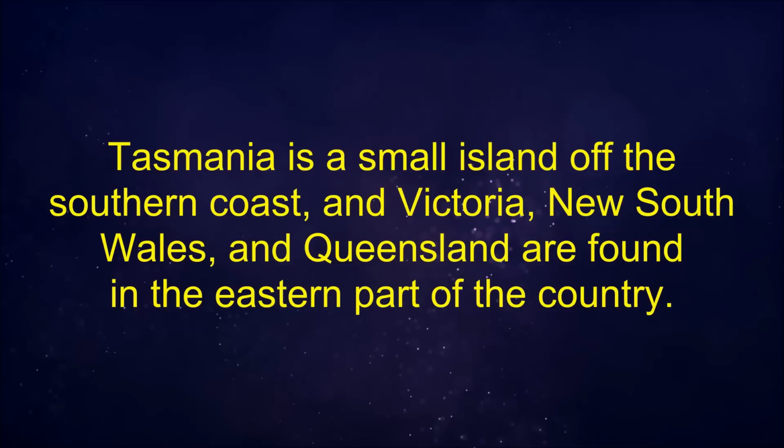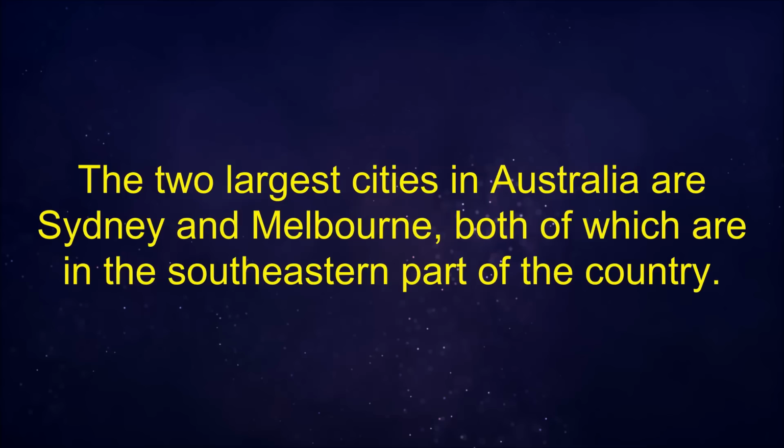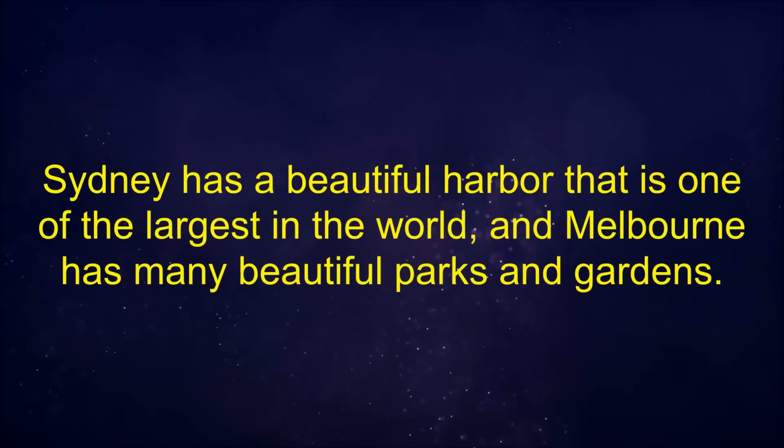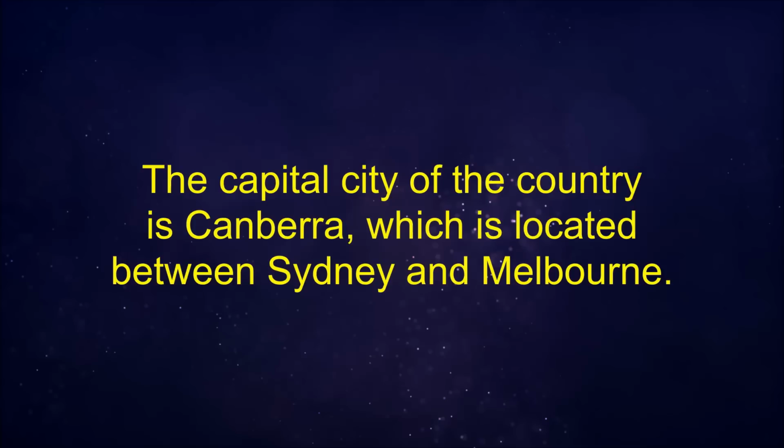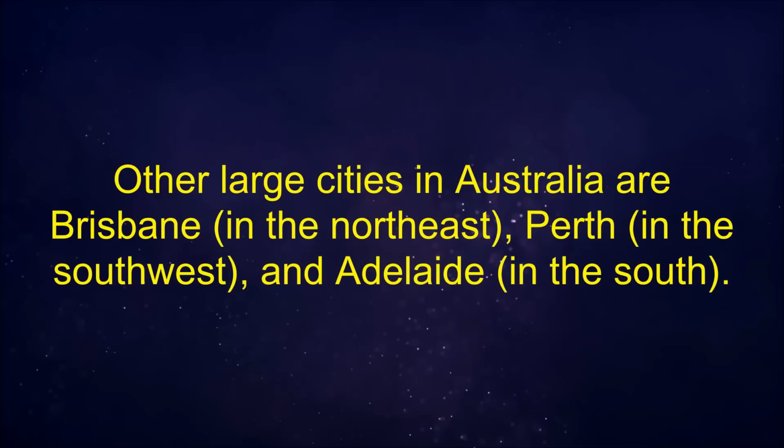The 2 largest cities in Australia are Sydney and Melbourne, both of which are in the southeastern part of the country. Sydney has a beautiful harbour that is one of the largest in the world, and Melbourne has many beautiful parks and gardens. The capital city of the country is Canberra, which is located between Sydney and Melbourne. Other large cities in Australia are Brisbane in the northeast, Perth in the southwest, and Adelaide in the south.